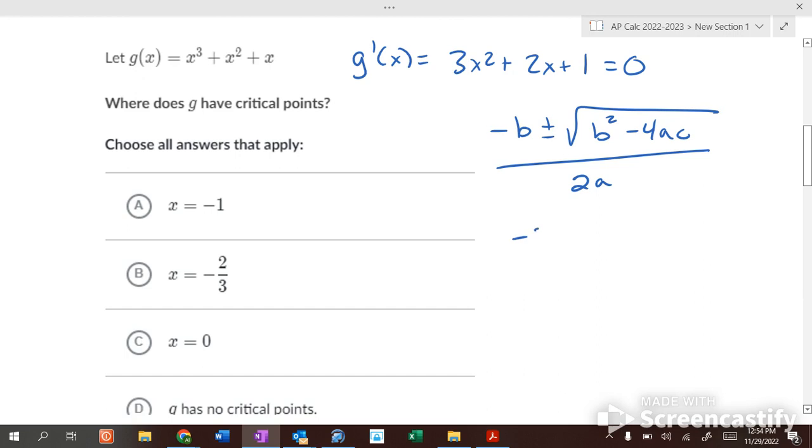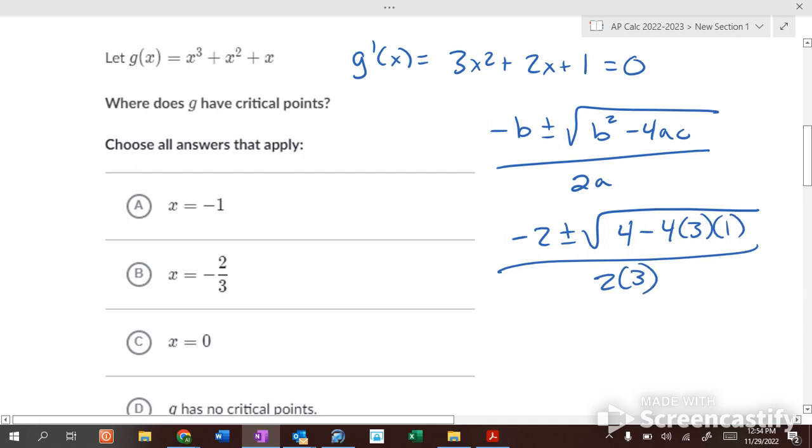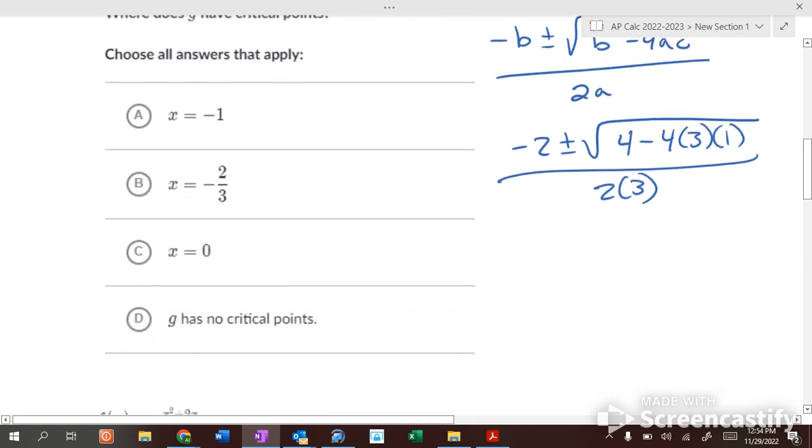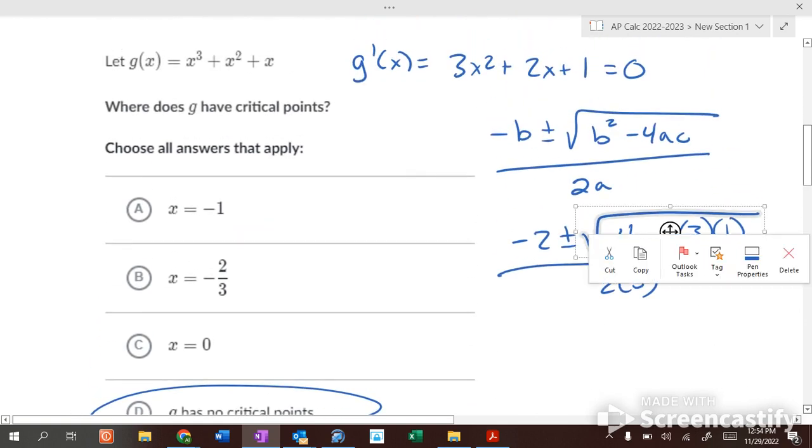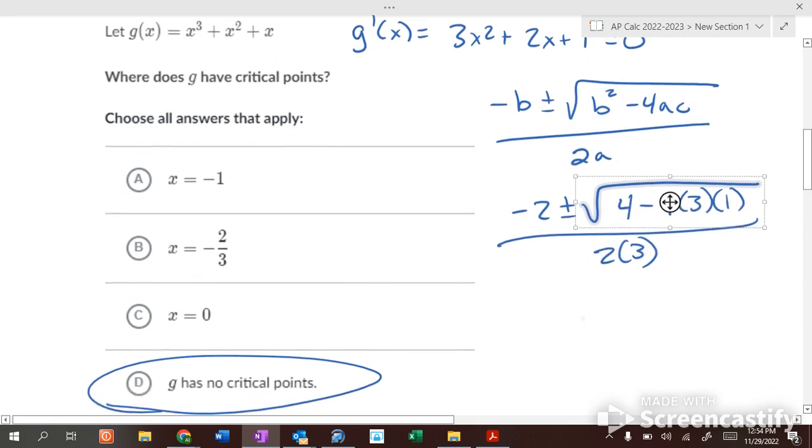So if we fill it in, negative 2 plus or minus the square root of 2 squared, which is 4, minus 4 times 3 times 1, all over 2 times 3. So we get 4 minus 12, which is a negative number in here. A negative square root is like fairies and leprechauns. It is imaginary. So, are there any critical numbers? No. There are no critical numbers because the first derivative cannot ever equal 0.